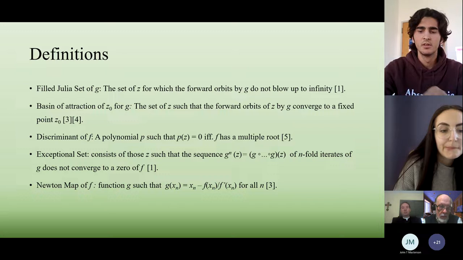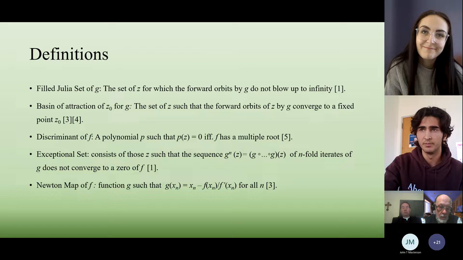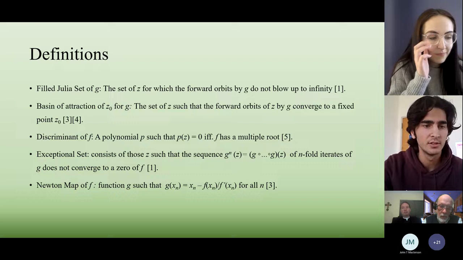So just to clarify, g is an iterating map, and in our case, we're iterating the Newton map.